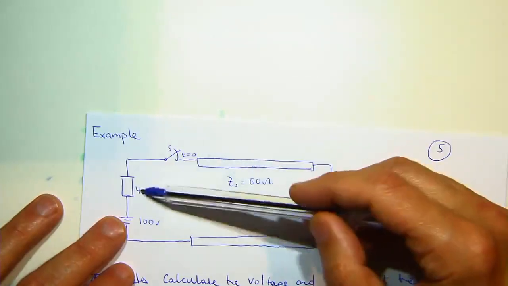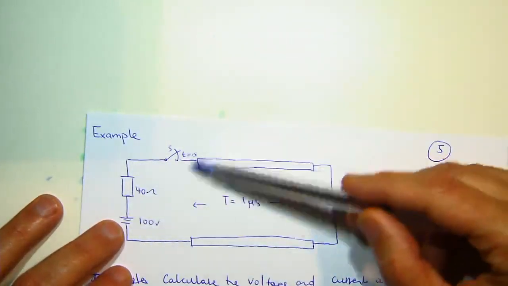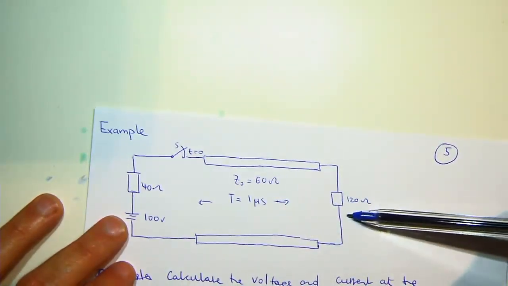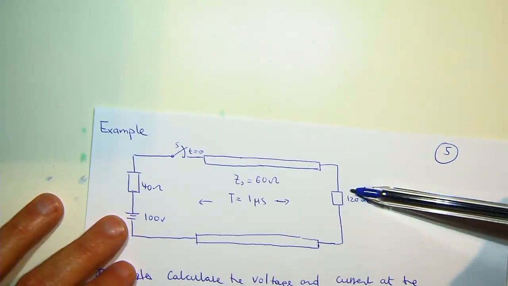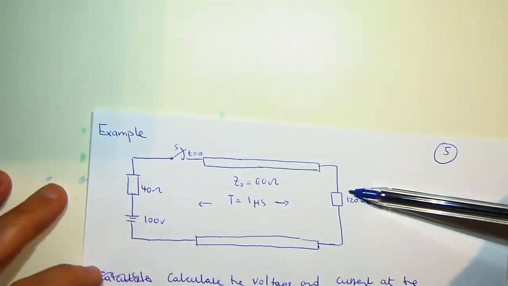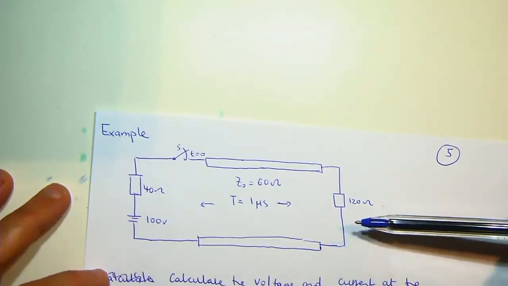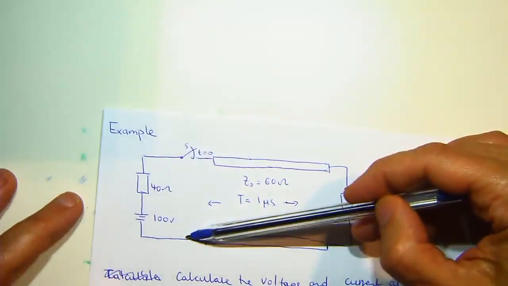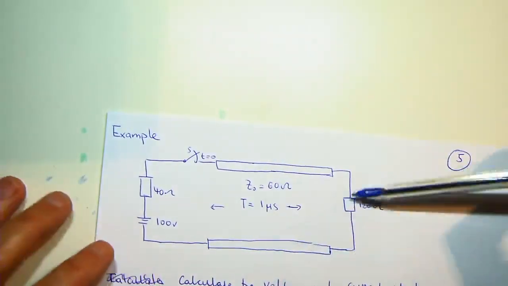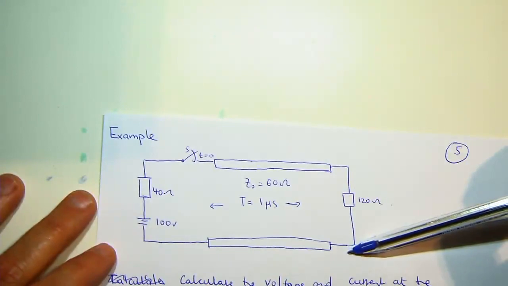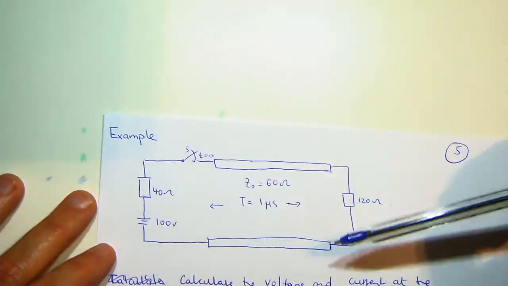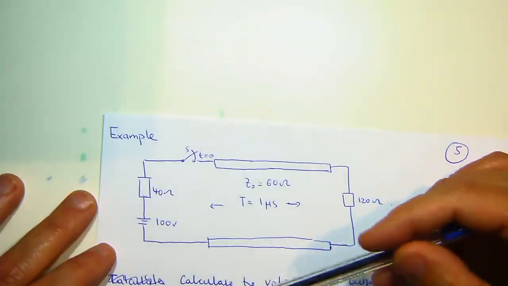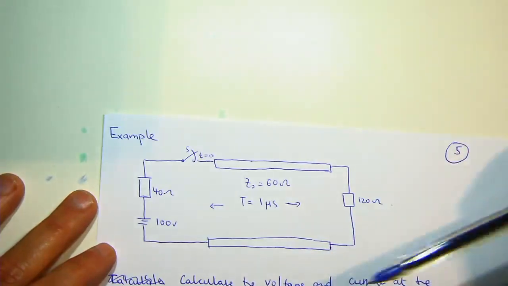And let's assume that this generator is now connected to a transmission line which has a characteristic impedance of 60 ohms, which is then connected to a 120 ohm load. All right? So what we want to do is calculate the voltage and the current at the source, halfway down the line, and at the load. So we want to work these quantities out at these locations as a function of time.